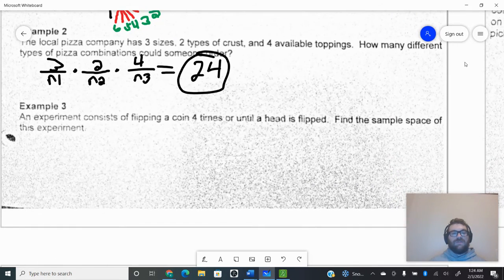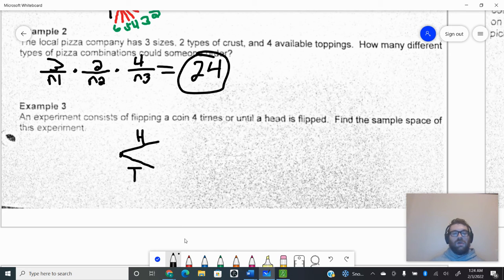So here, we have an experiment consists of flipping a coin 4 times or until a heads is flipped. Find the sample space of this experiment. Now the wording here is important. We're flipping the coin 4 times or until a heads is flipped. So let's start at the very beginning. So here we are right now. Let's say we flip a coin. Heads is up here, tails is down here. Well, it said we're going to flip the coin 4 times or until a heads is flipped. What happens if we flip a heads? We're done, right? That would be our sample space.